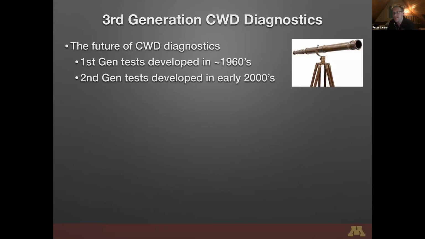Third generation tests. This is what everyone is excited about and where we need to move with CWD testing. So I view third generation tests as the next phase. This is the future of CWD diagnostic tests. So the first tests were developed in the 60s, 70s, right? The methods themselves, like ELISA, IHC. Second generation tests were developed in the early 2000s. View those as like this old telescope that I'm showing you here.